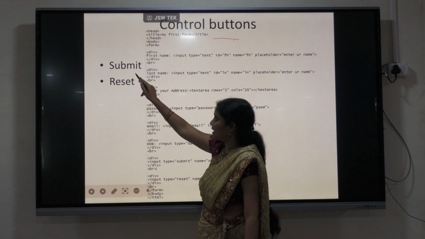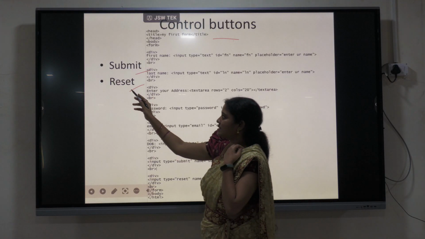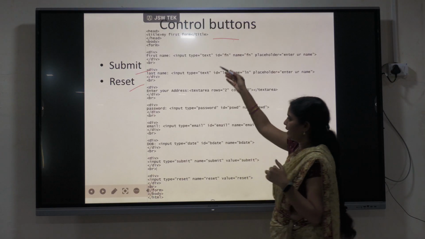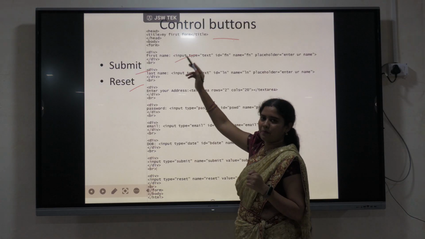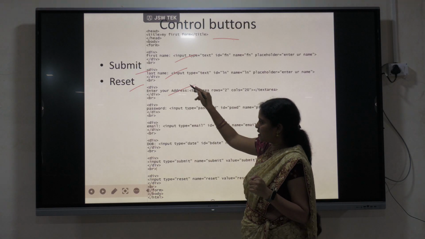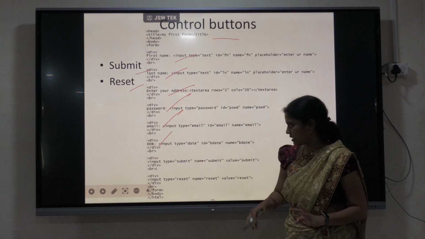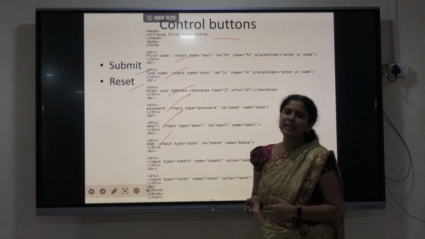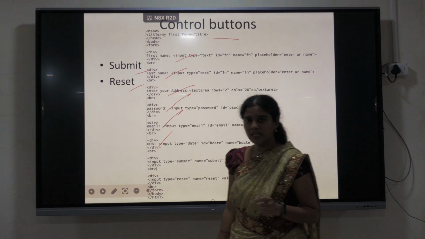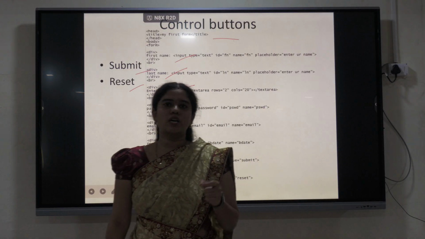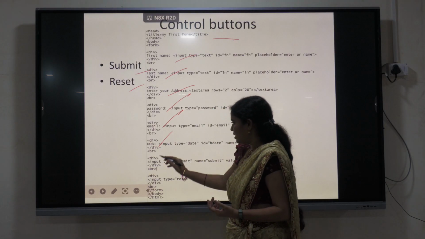So let us see the first two things. One is the submit button and the second one is the reset button. The entire thing we have seen in the previous example only: first name, last name, address, password, email, date of birth. We are done till this part, right? Now the newly added button is your submit button. After completing your task, what has to be done? You should submit it to the server to which you wanted to submit, right?